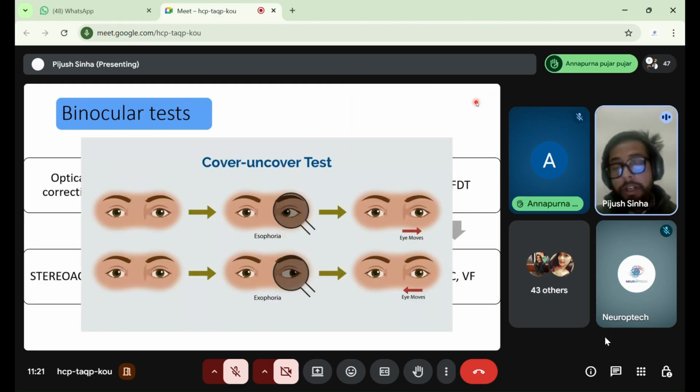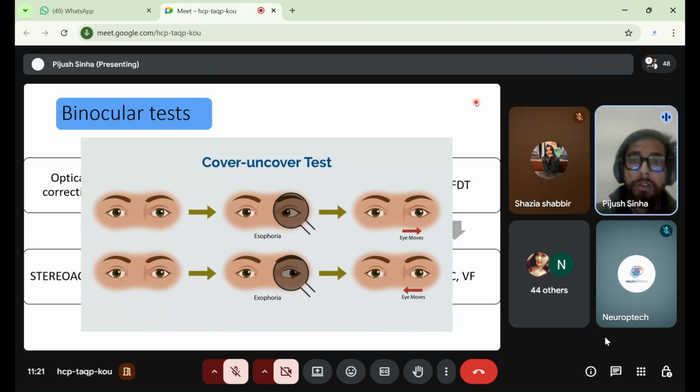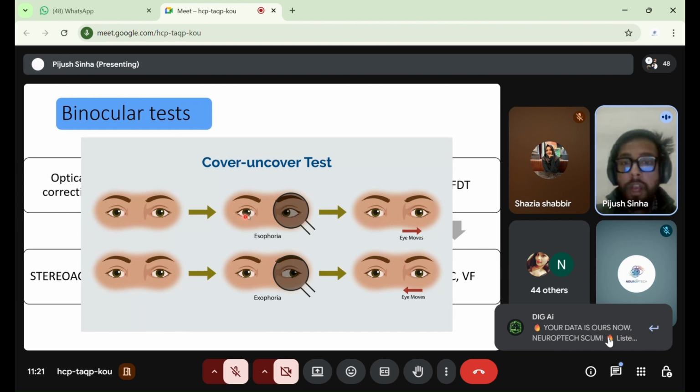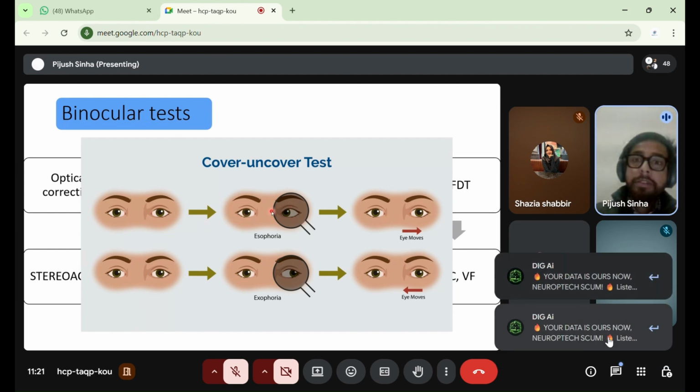Cover test is very much important, where you need to do the direct cover test and cover-uncover test. But I directly go for the cover-uncover test, where I close one eye and see the movement of the other eye. Here I'm looking at the tropia. If the uncovered eye takes up the fixation after I occlude the one eye, then there is a presence of tropia. Now, after holding the occluder for 1 to 2 seconds, then quickly move to the other eye.